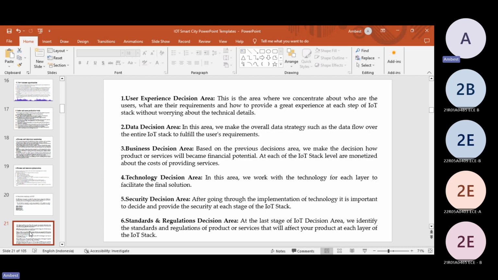The areas we use this decision making for are the six things, which are user experience DA, data DA, business DA, technology DA, security DA, standards and regulations DA.